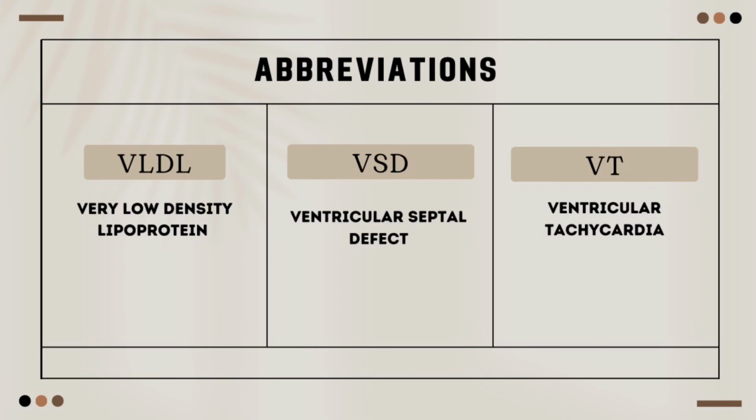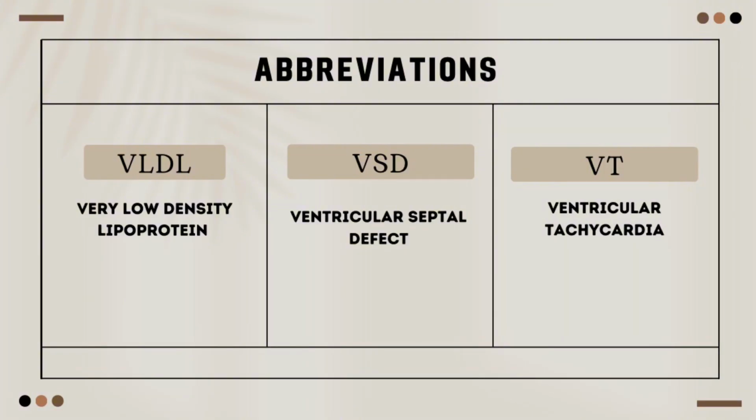VLDL, or very low density lipoprotein, is a cholesterol produced in the liver and released into the bloodstream to supply body tissues with a type of fat. VSD, or ventricular septal defect, is a birth defect of the heart in which there is a hole in the wall that separates the two lower chambers of the heart.